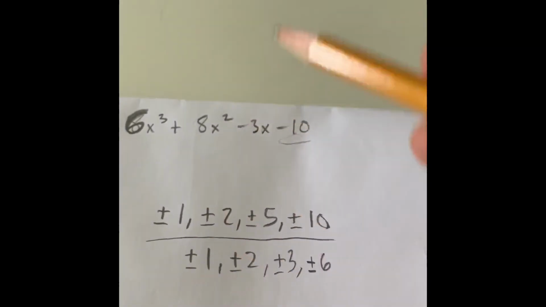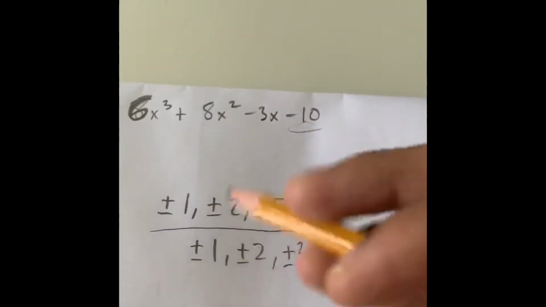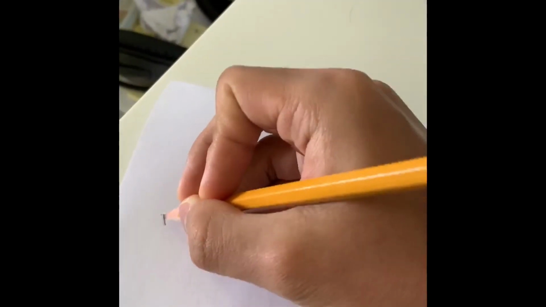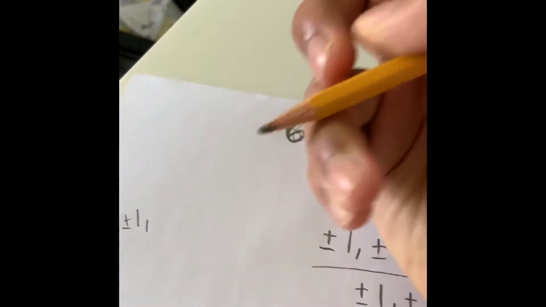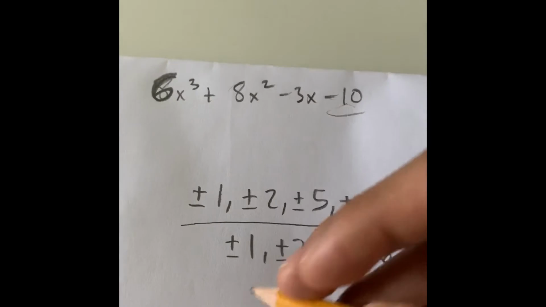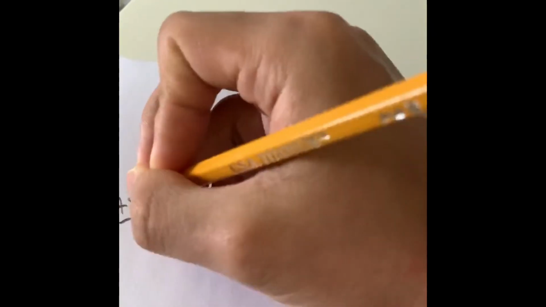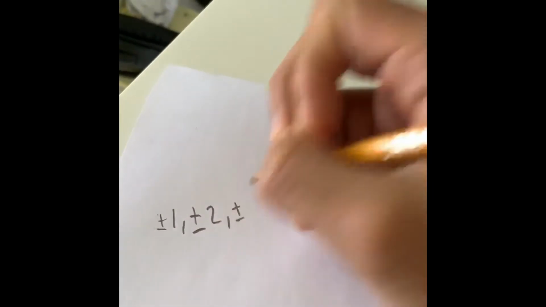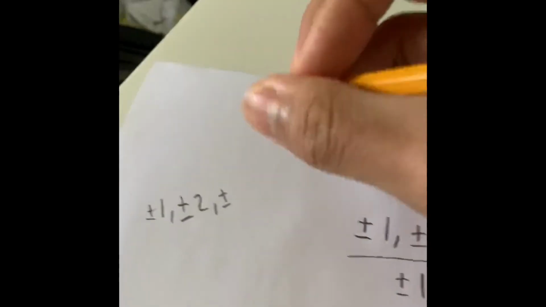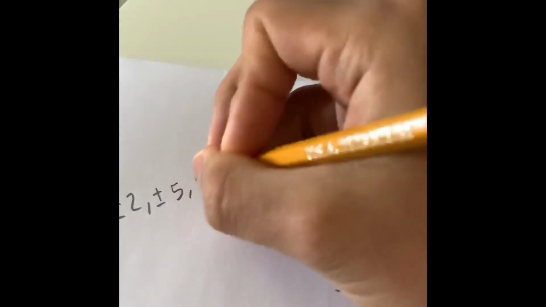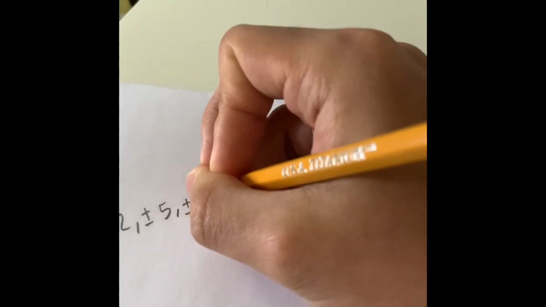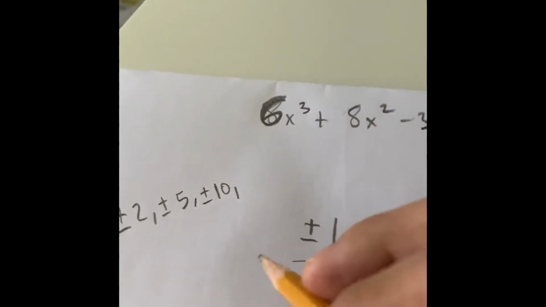Let's start with 1. With 1 divided by 1, we get plus or minus 1 as our first possible rational root. 2 divided by 1 is 2, and so forth. You get plus or minus 2, plus or minus 5, and plus or minus 10 because they're just divided by 1. But we're not done here.